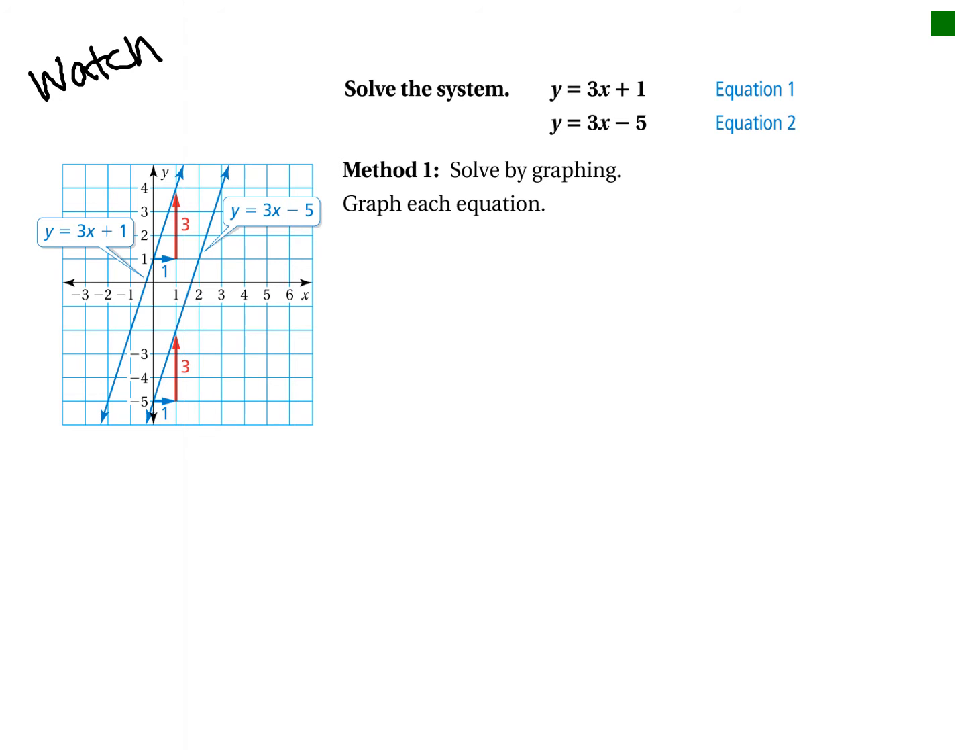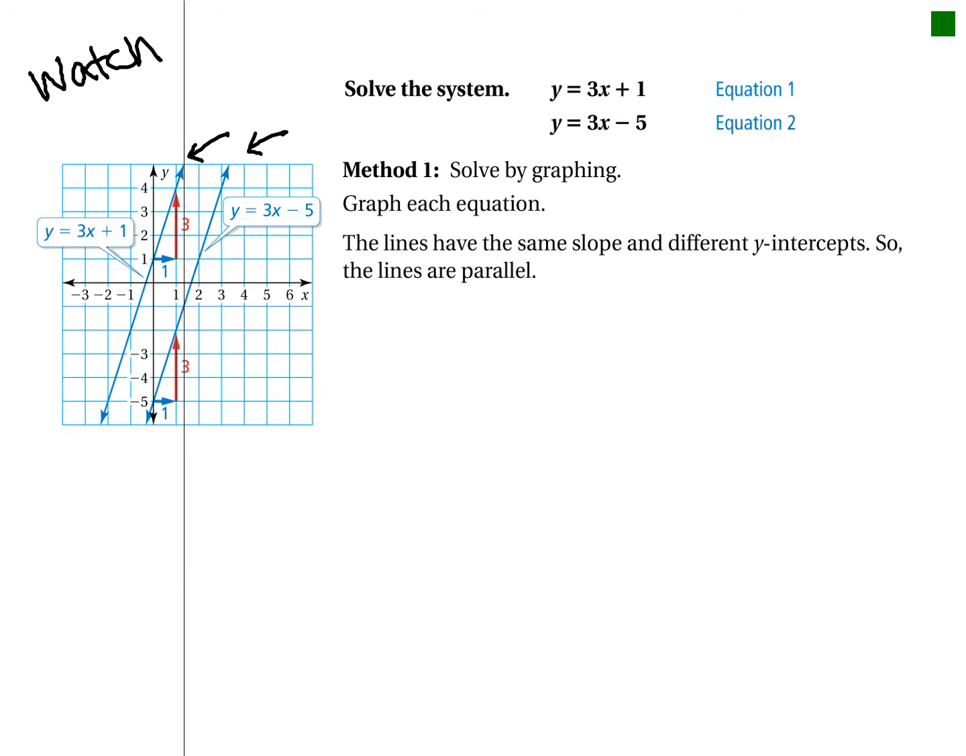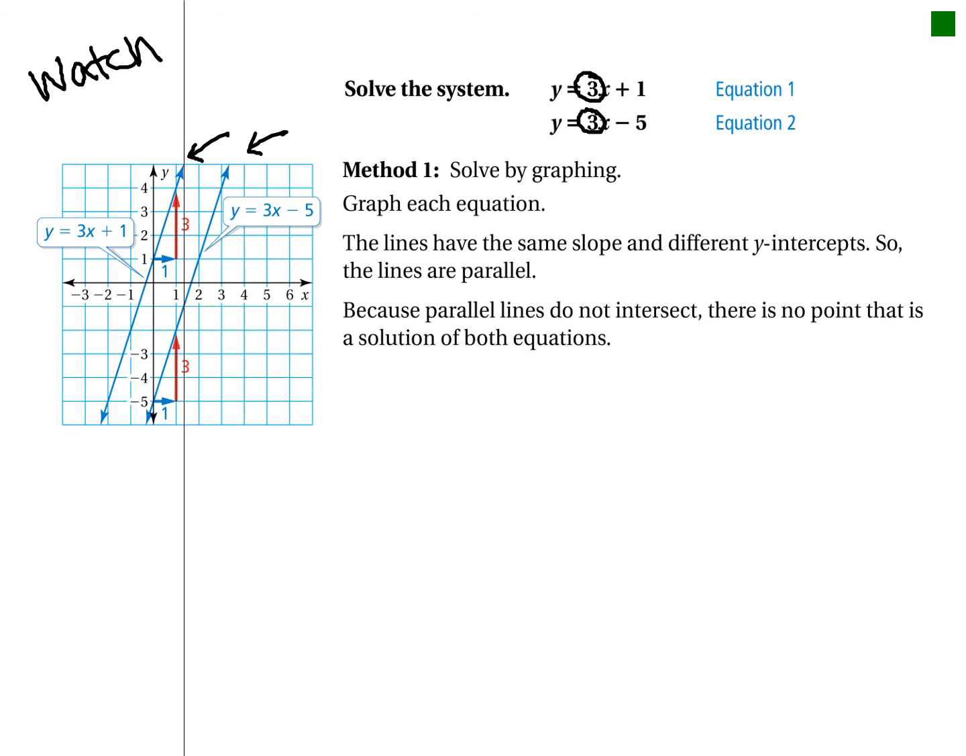Solve by graphing. Here's what our graphs look like. Ooh, and what kind of lines are we given when we graph them? They are parallel lines and they have the same slope. Both slopes are 3. Which means when they're parallel, they're never going to intersect. The answer for this problem is no solution because they never cross each other.